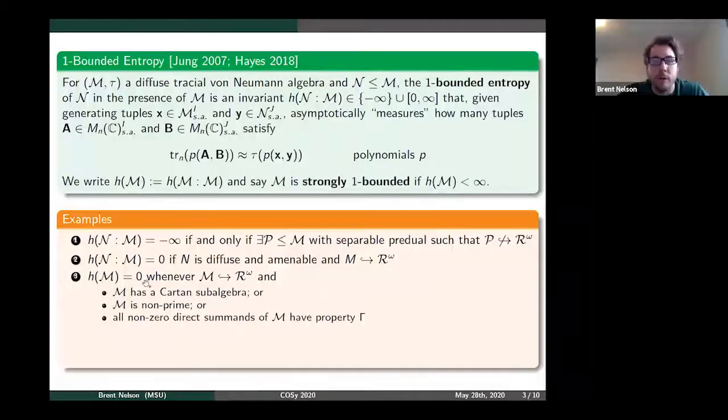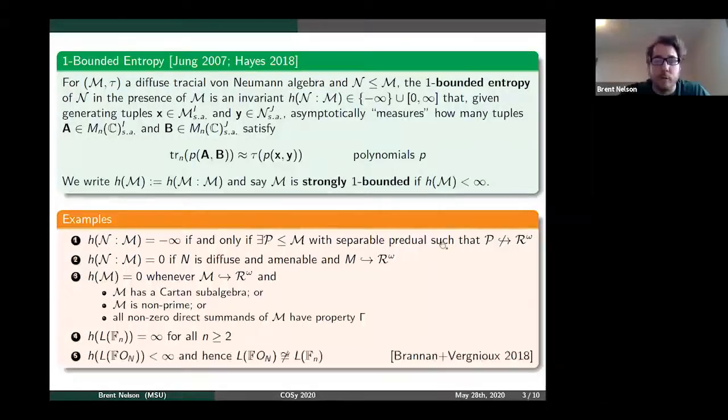Okay, so the one-bounded entropy can detect properties like this. And I already said this above, but it's worth mentioning again, this is an invariant of the von Neumann algebra. And while we know what it is for the free group factors, unfortunately, it's always minus infinity or always positive infinity. So it's not going to allow us to distinguish the free group factors.